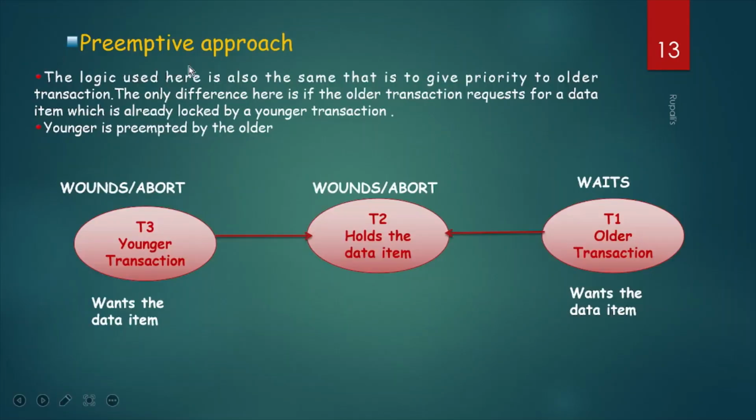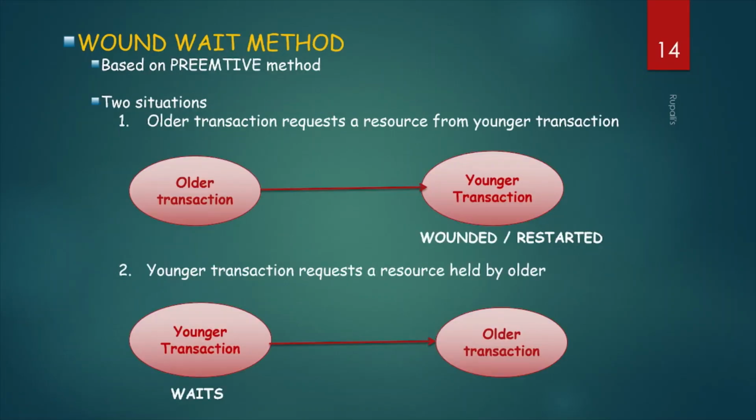Preemptive approach. Here the logic is also the same as the non-preemptive approach. That is, we have to give priority to the older transaction. The only difference here is that if the older transaction requests a data item which is already locked by the younger transaction, then the younger transaction is preempted by the older one. Means what? For this we have to learn the wound and wait method.